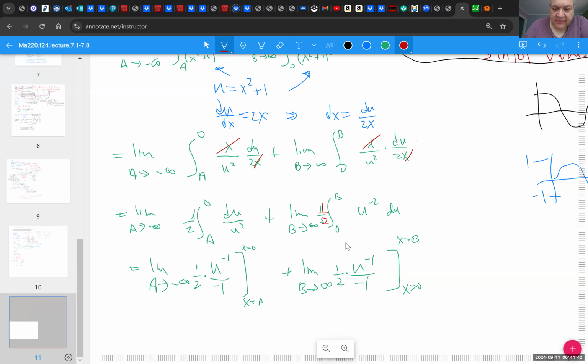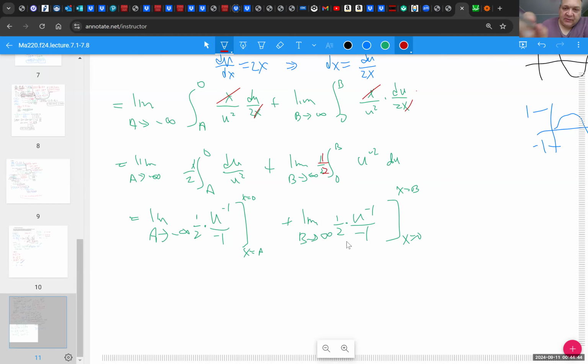Okie dokie, we're almost done. So let me just switch colors. I have the limit as a approaches negative infinity of negative infinity of 1/2. Now I got to put u back because I can't plug x equals something into a u thing.